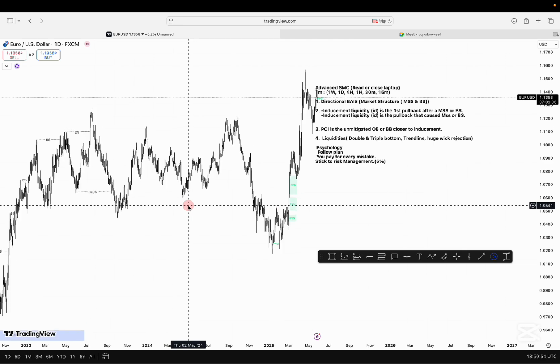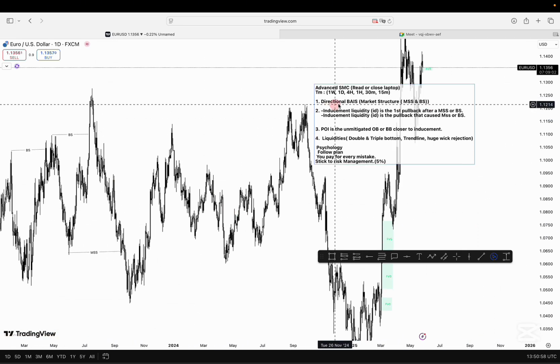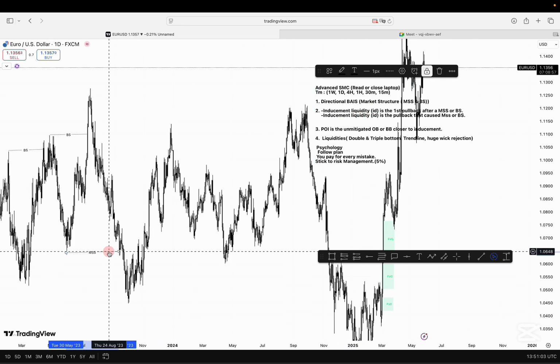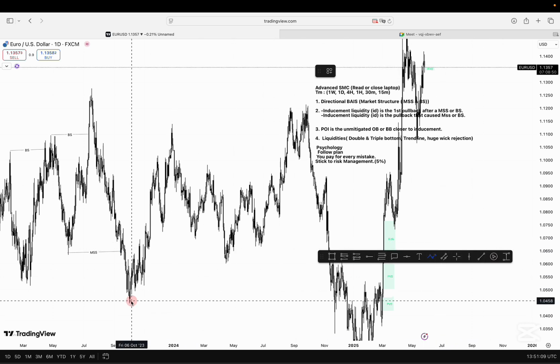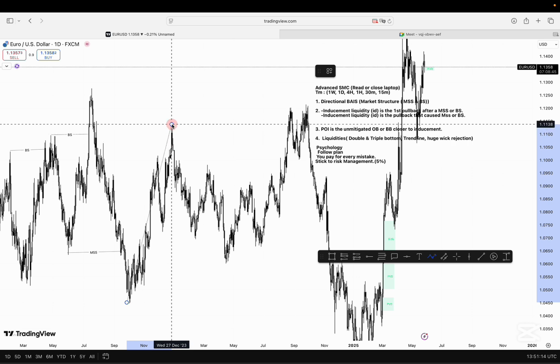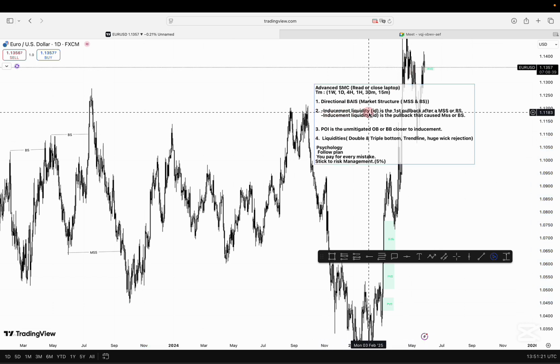So we said after having the market structure shift, your focus will all be bearish. The first pullback would become the inducement. This is a high time frame analysis, so don't get confused. This was the first pullback, which becomes our inducement. The inducement liquidity is the first pullback after a market structure shift or a break of structure.